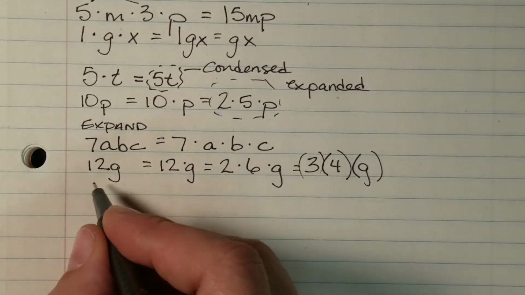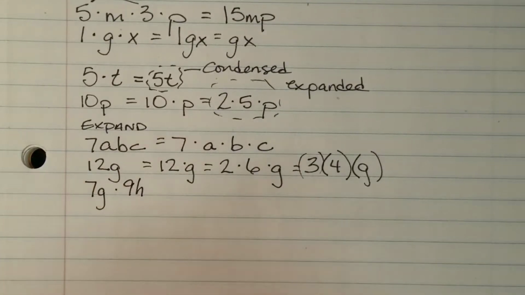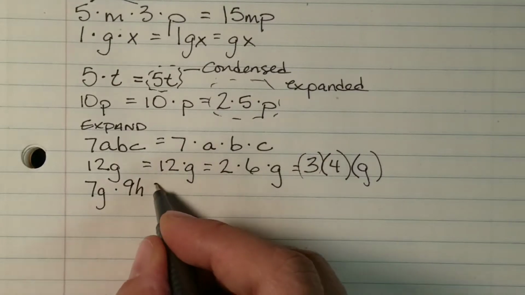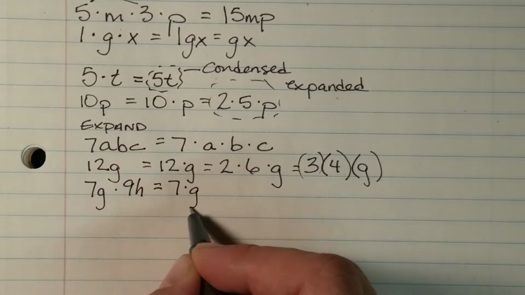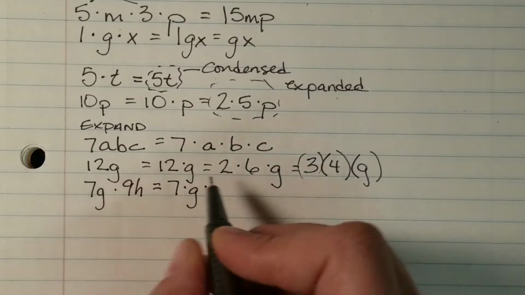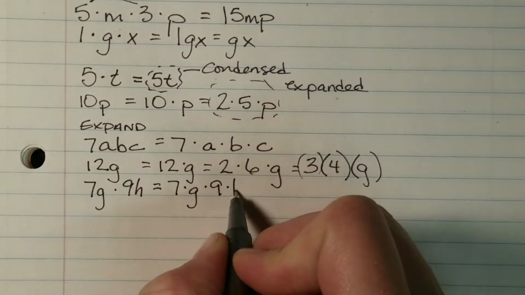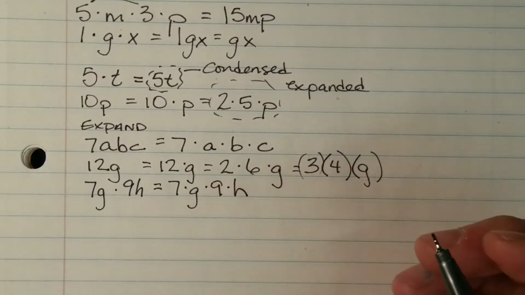Last one. 7G times 9H. Expand that. Well, we know this is 7 times G, and then that times transfers over, and this one is 9 multiplied by H. You got that?